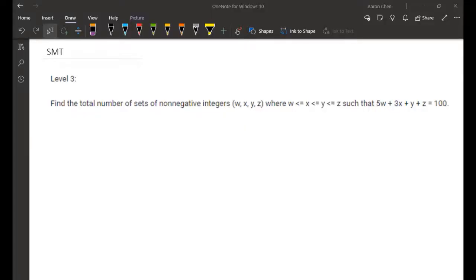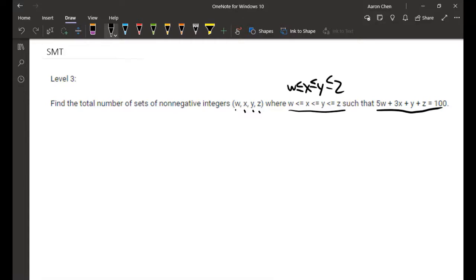I'll start the lecture on the problems for levels 3 and 4. So level 3: find the total number of sets of non-negative integers w, x, y, z such that w is less than or equal to x, which is less than or equal to y, which is less than or equal to z, such that 5w plus 3x plus y plus z is equal to 100.